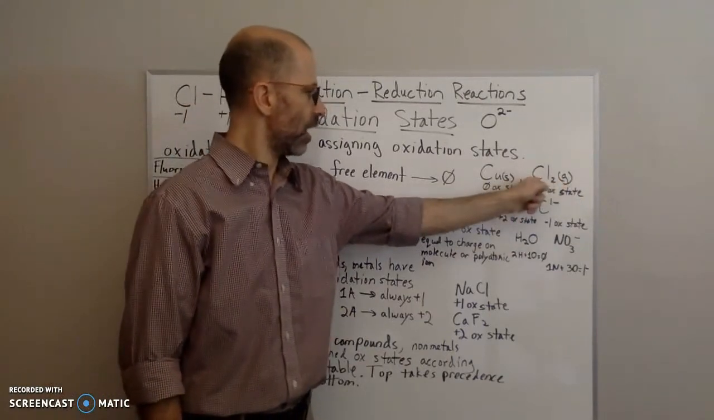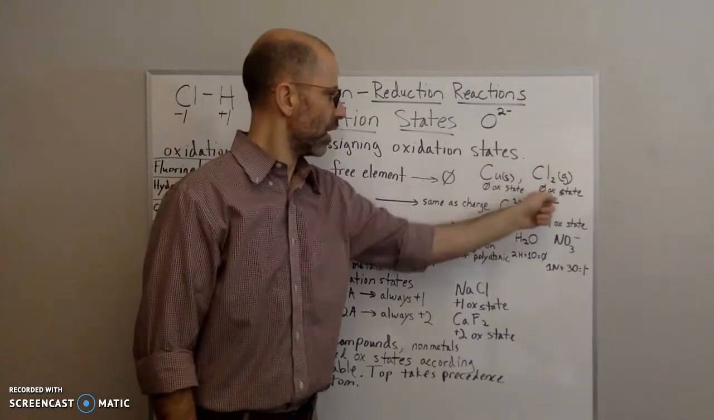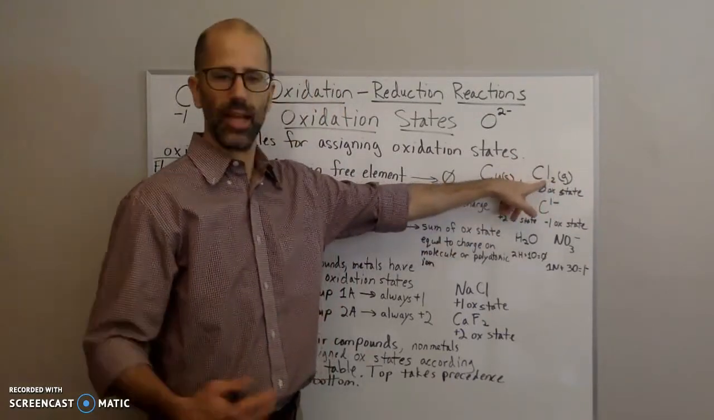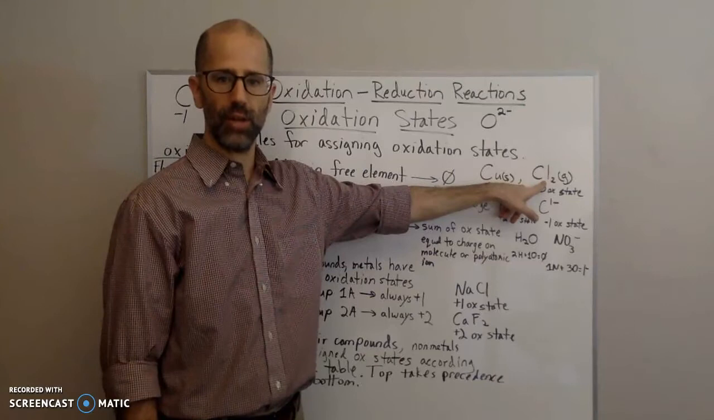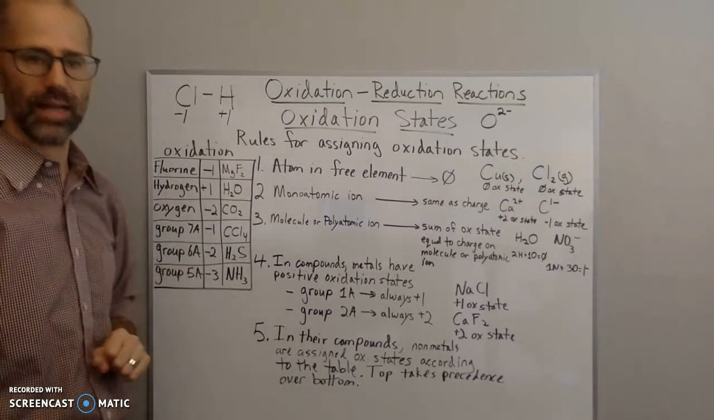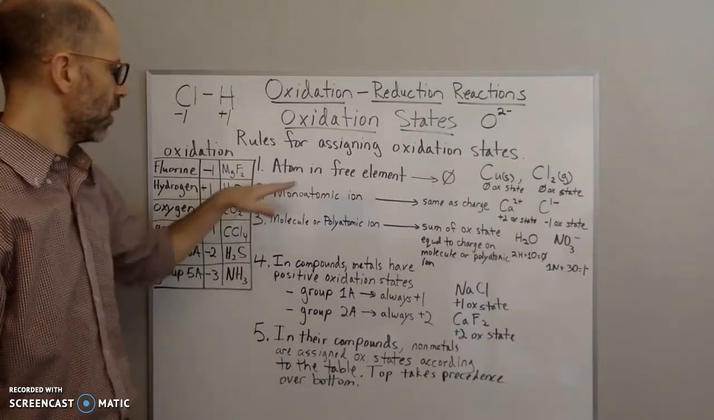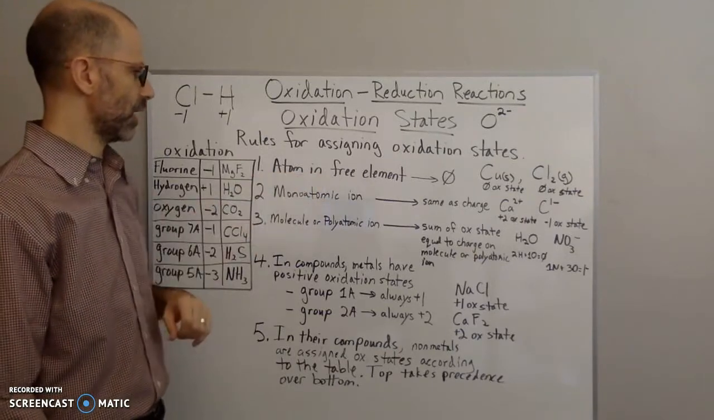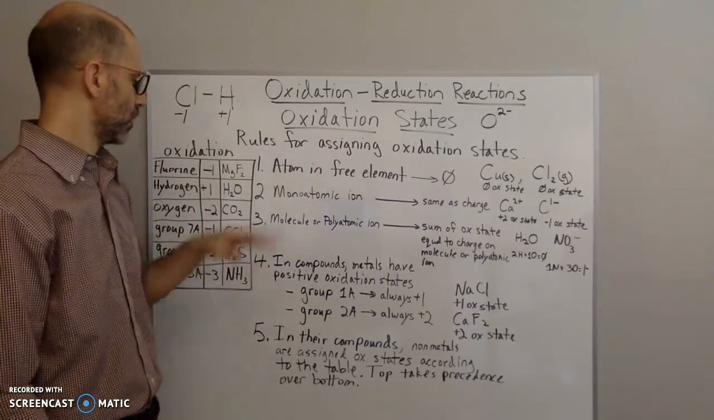Chlorine gas, this is an element. The standard state of chlorine is Cl2 gas, so that's going to be a 0 oxidation state as well. So all atoms in a free element have an oxidation state of 0.